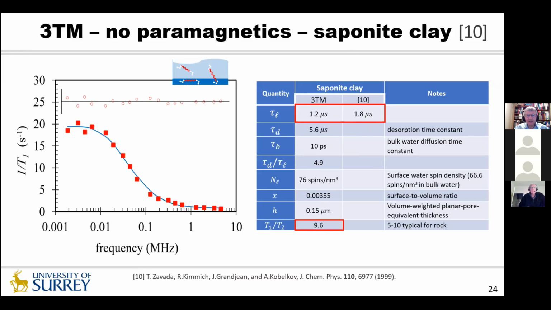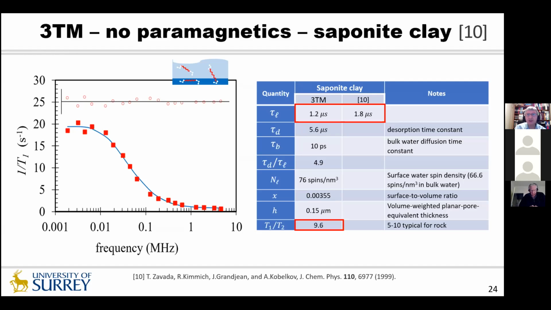But look at this, 9.6 for the ratio T1 to T2. Well, clay is a rock-like material. If you read any of the literature on hydrocarbon rocks, they're always saying that this ratio is indeed in the range 5 to 10 for a rock. T1 over T2 seems to come up trumps again. I don't understand why, but again it seems to be really rather reassuring.